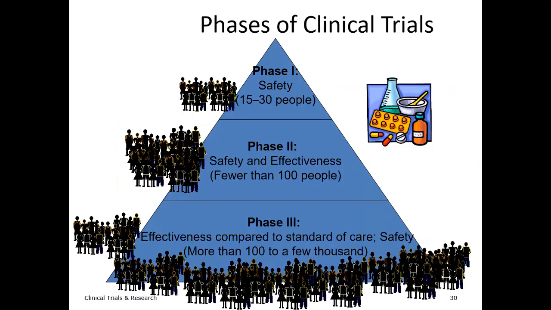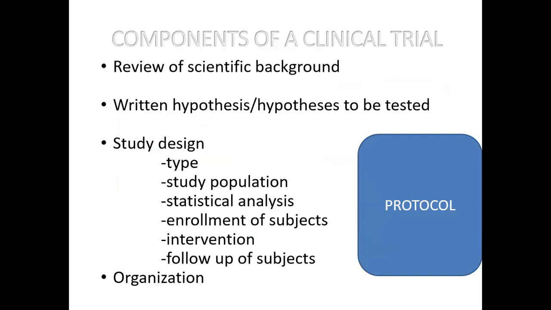Now, what are the components of the clinical trial? The first is the review of scientific background, where the written hypothesis is tested or to be tested. Then we have the type of study design, which is open label, or a blind, single blind, double blind, parallel, prospective study, or a retrospective study, or a comparative study, or a multicentric study, like that.